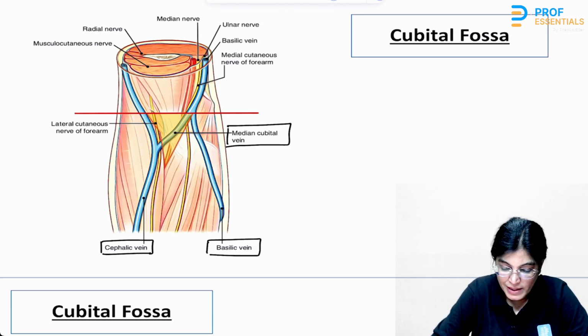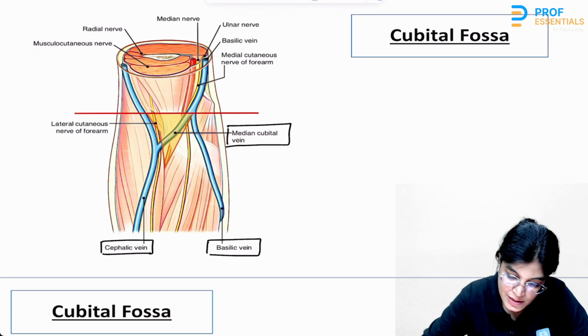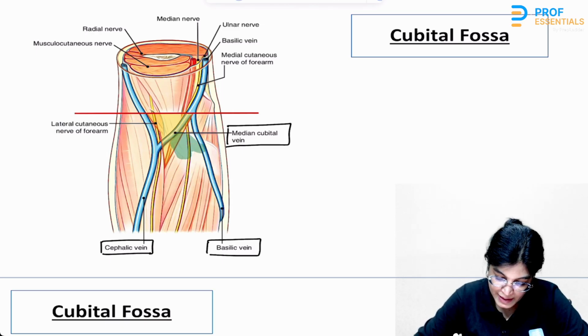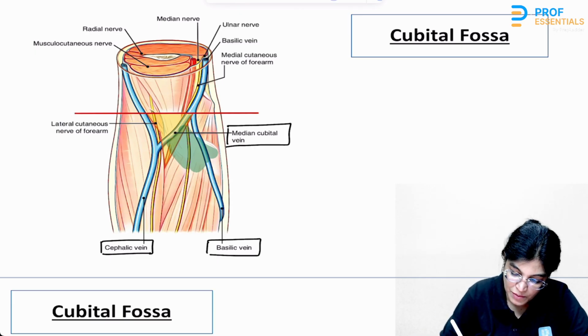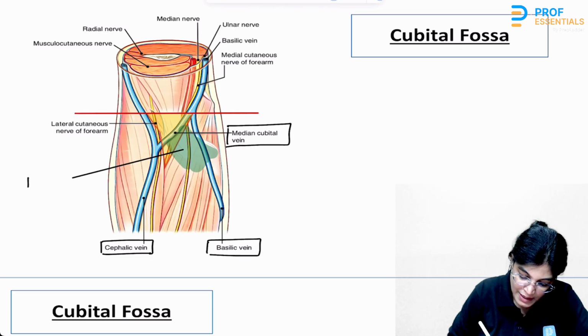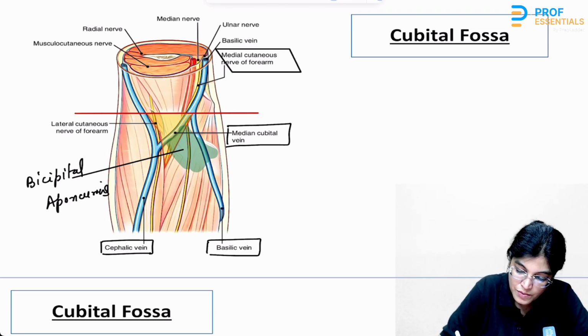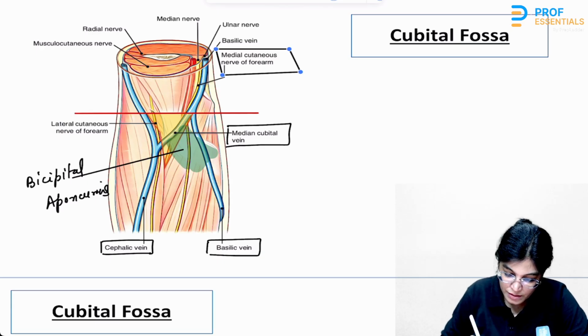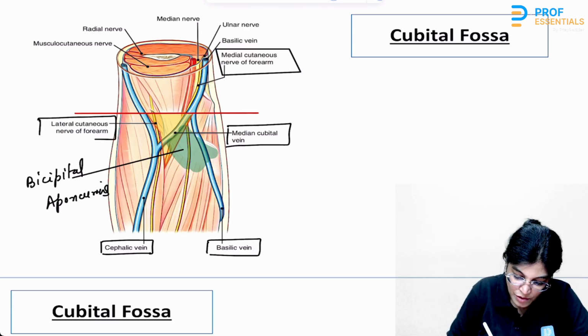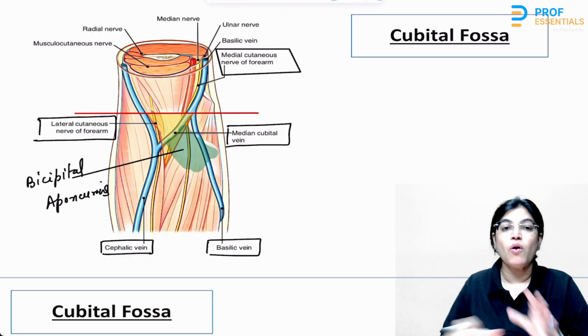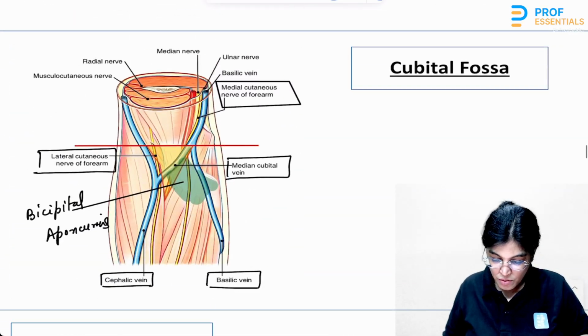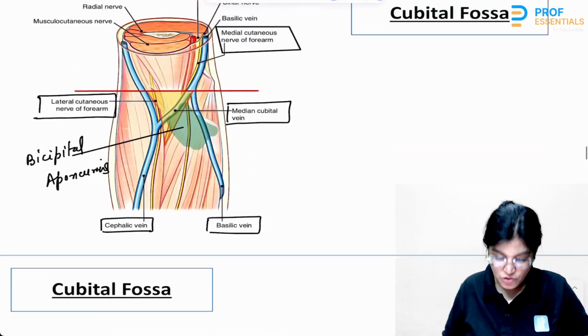And the deep fascia is strengthened by the bicipital aponeurosis. In this diagram, you can see medially there is an extension, which I'm showing you in green. This extension is from the biceps muscle, and this is the bicipital aponeurosis. Other than that, we have the medial cutaneous nerve of forearm as content, and we will also have the lateral cutaneous nerve of forearm. So all these structures are residing in the roof. I will also show you the extensions and the contents.